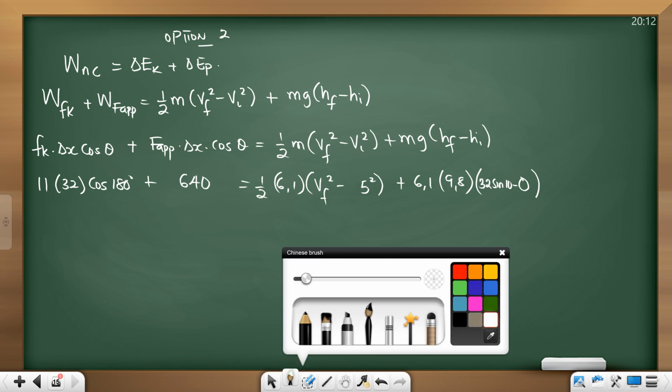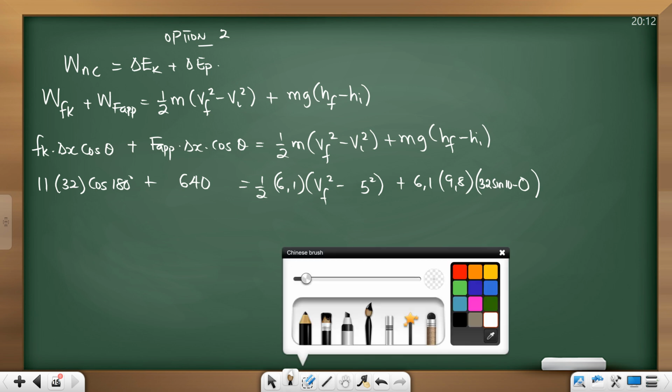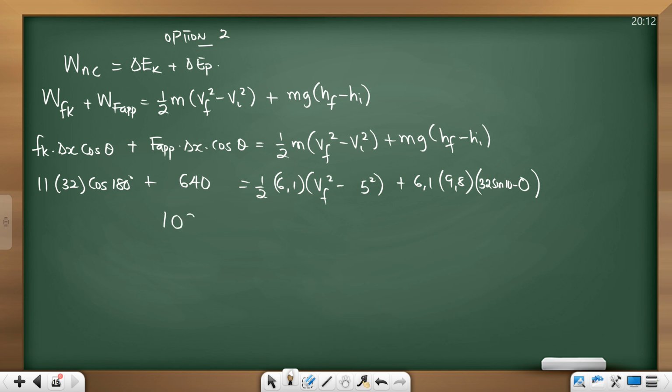Musa, do you want to help me? Let's just get this answer. 532. Negative 532, plus this one is 532. Give me a calculator quickly. Just help me solve this. My head is tired. No, don't lie to me. Just press it. 640 minus 532. 108. What's that? You mean 108?